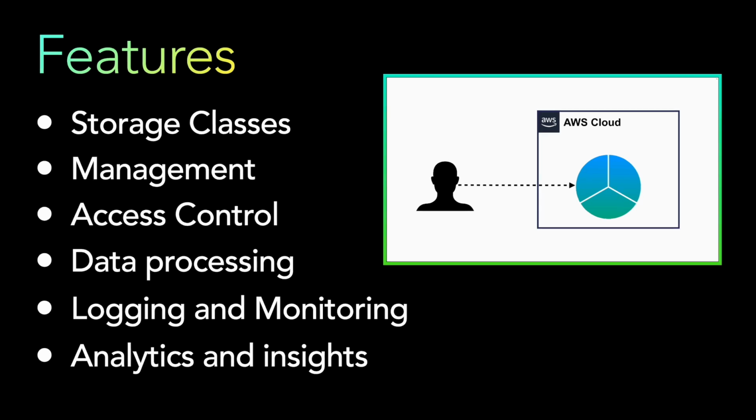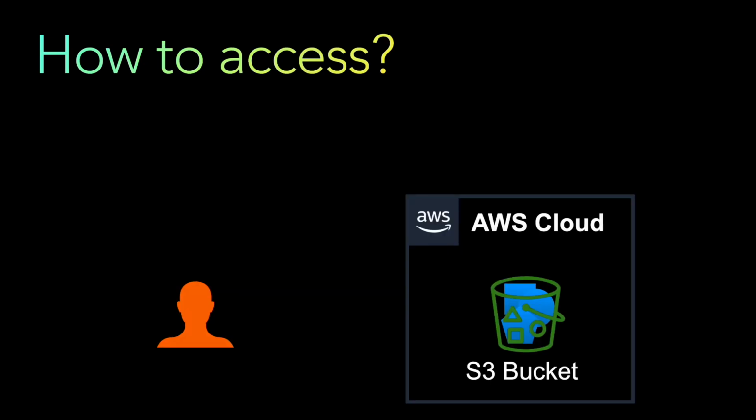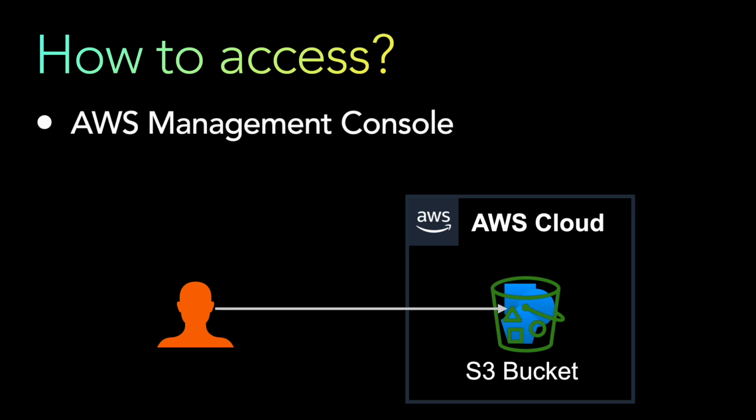So next, let's see how we will access S3. You have a user, you have Amazon Web Services, and you have an S3 bucket and objects, but how will users access the bucket? There are primarily a few ways to access the bucket. The first way is the AWS Management Console.